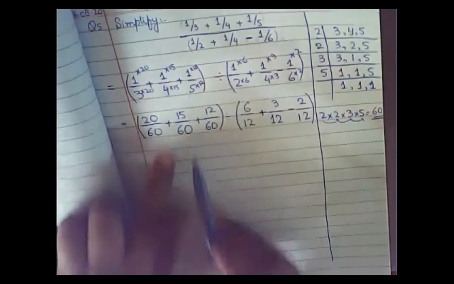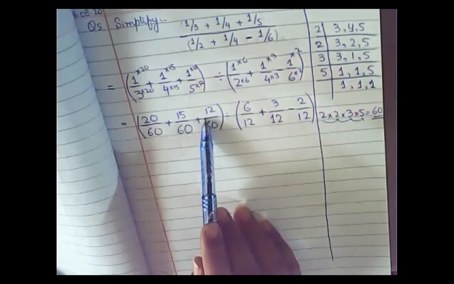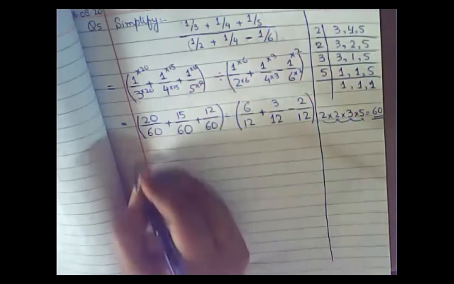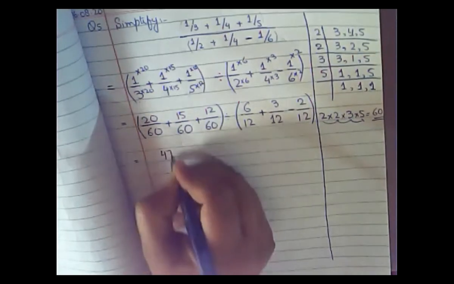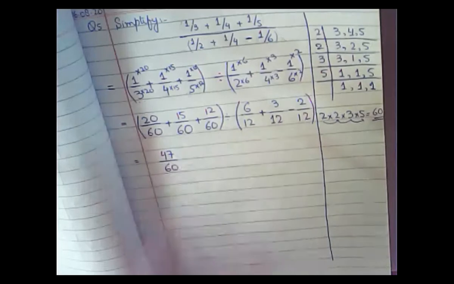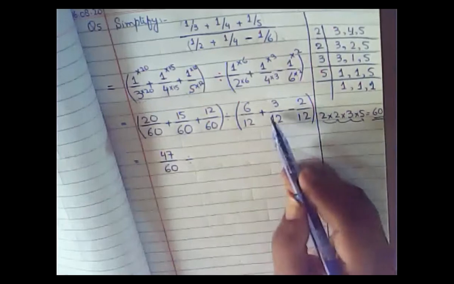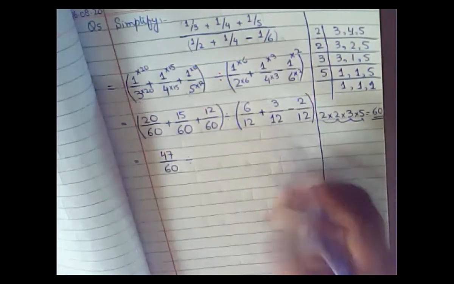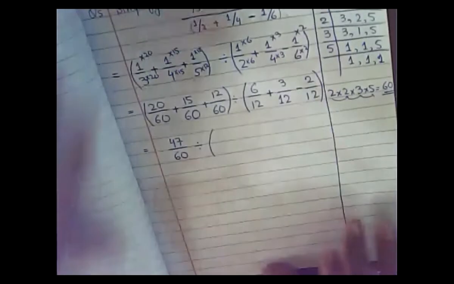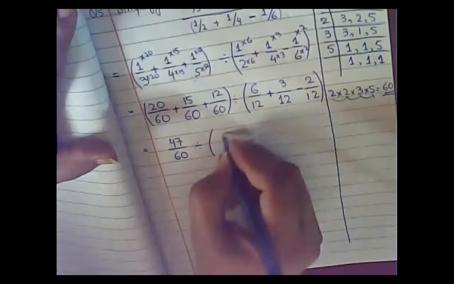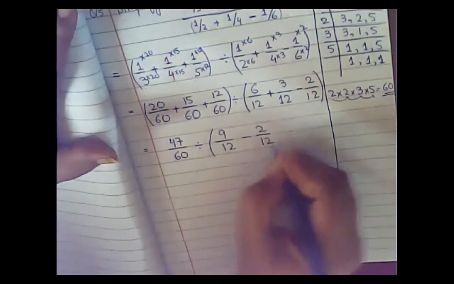Okay, now if you look here, here you have addition, and here you have addition and subtraction both. So simply I am going to add these numbers first. 20 plus 15 and plus 12 will become 47. Okay, it will become 47 upon 60. Your denominator will remain the same, divided by, here you have two things, addition and subtraction, and you know we will perform addition first. So that's why I'm going to place a bracket here. 6 plus 3 is equal to 9 upon 12, minus 2 upon 12.